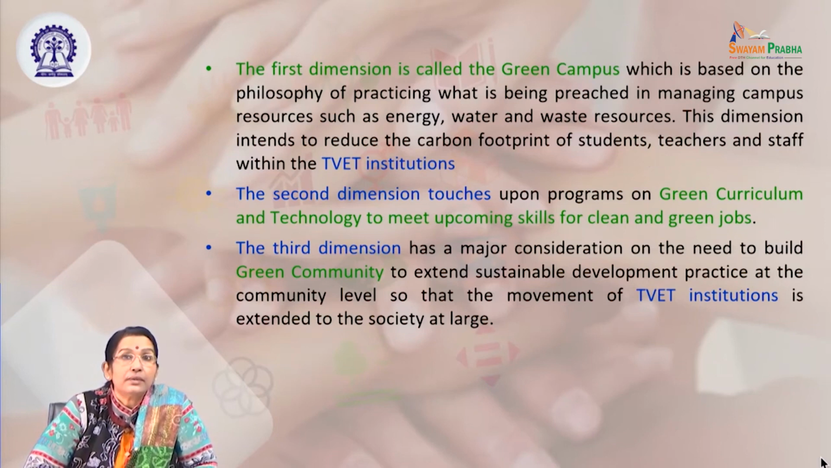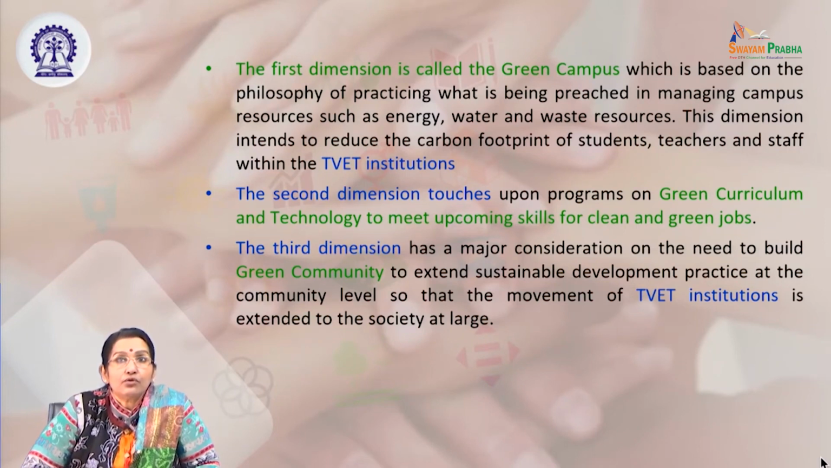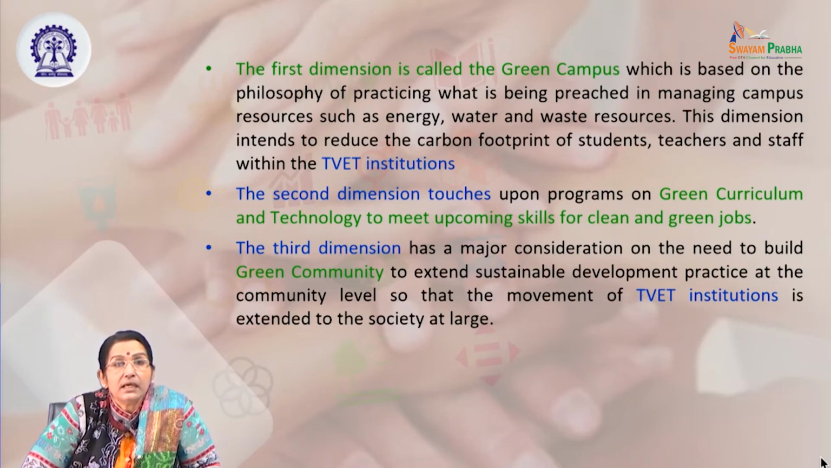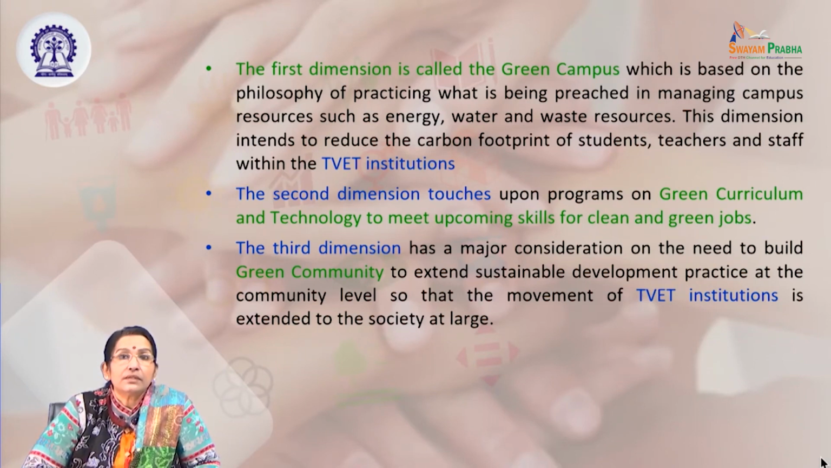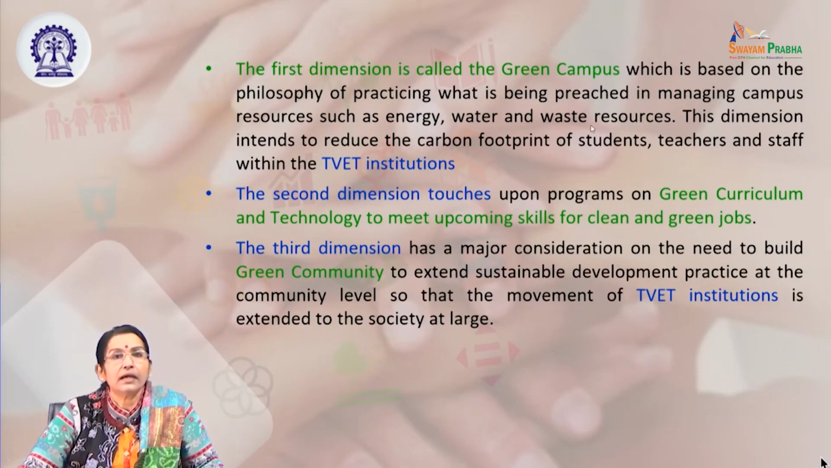So, this has been described here. The first dimension, the green campus, is based on the philosophy and practice of how to manage the campus with resources such as energy, water, waste, and how to reduce the carbon footprint. The second dimension is green curriculum and technology to meet the upcoming skills for green jobs and clean jobs. And the third dimension, the green community, is to extend sustainable development practice at the community level, so that the movement of the TVET institution is extended towards society at large.